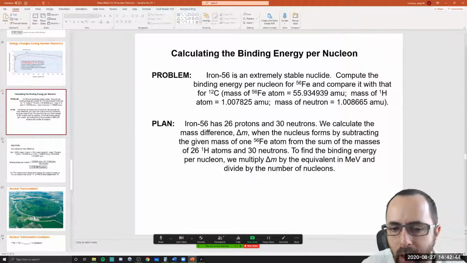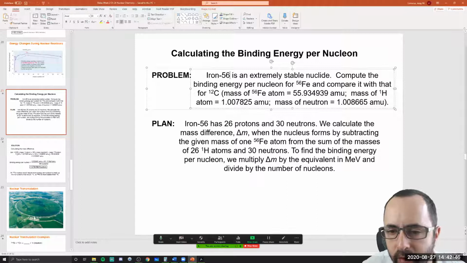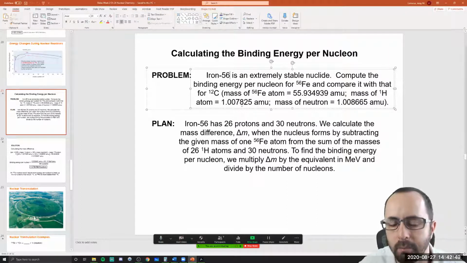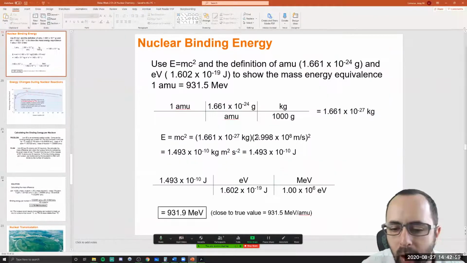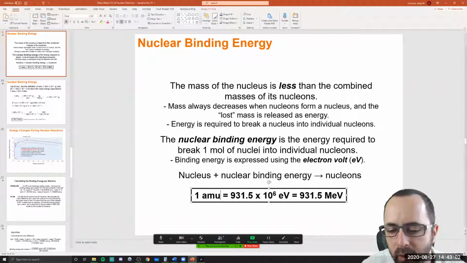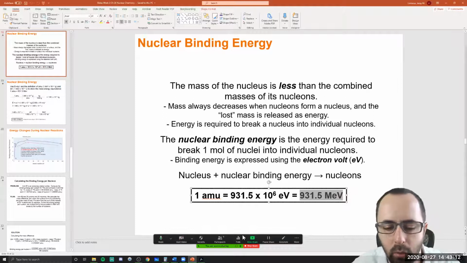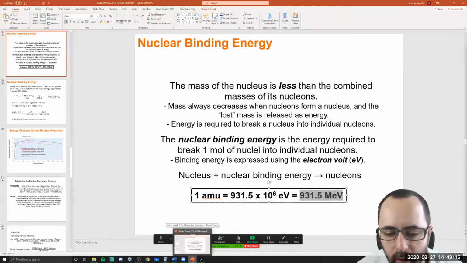Here we ask for the binding energy of iron-56 per nucleon. And so you need to calculate the mass difference, the mass defect, in order to determine that. A shortcut that we will use is this one we derived here: instead of using E equals mc squared, we can use that 1 AMU translates to 931.5 mega electron volts. That's what will be useful here.